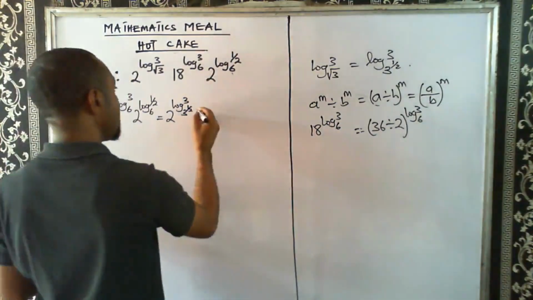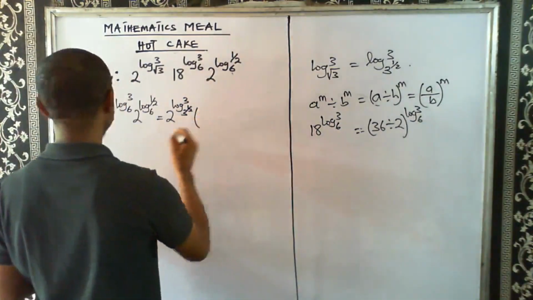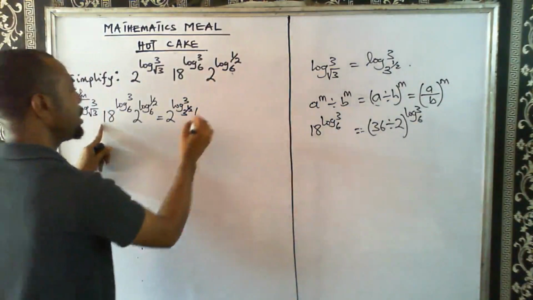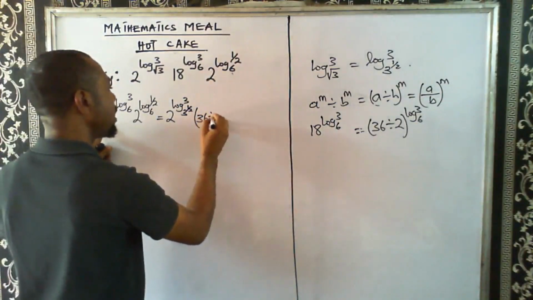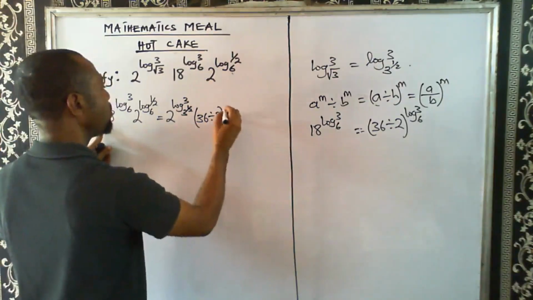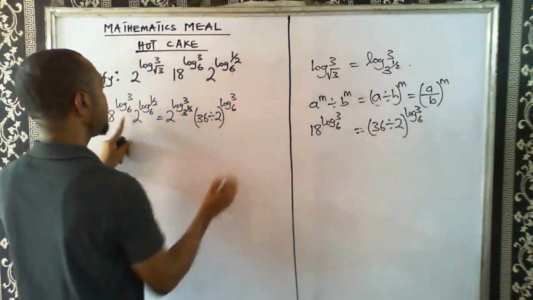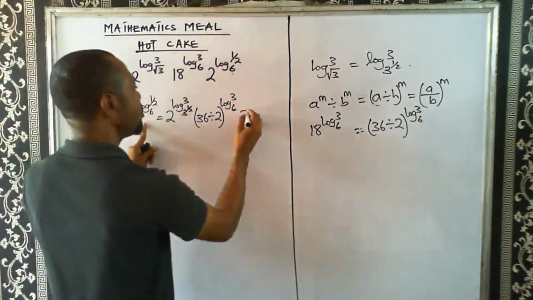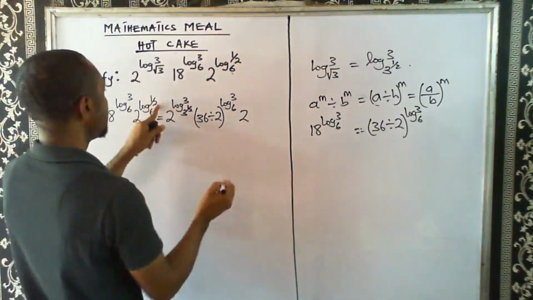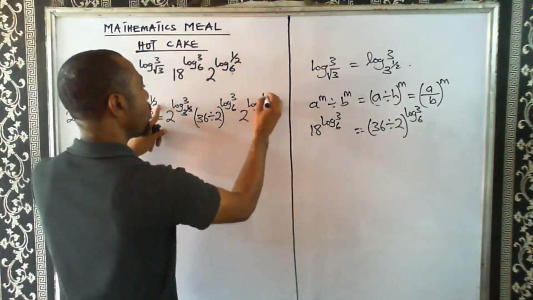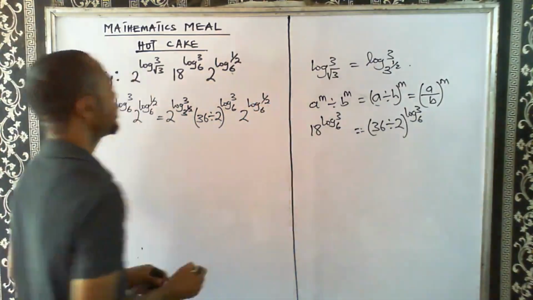So we'll have, can put it like this, times 18 now is 36 divided by 2 raised to power what? Log 3 in base 6. Then times 2 raised to power log 1 over 2 in base 6.